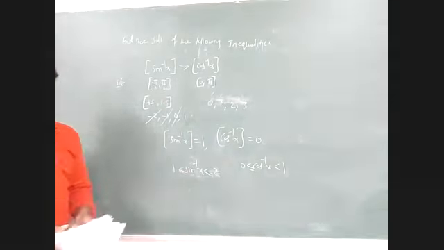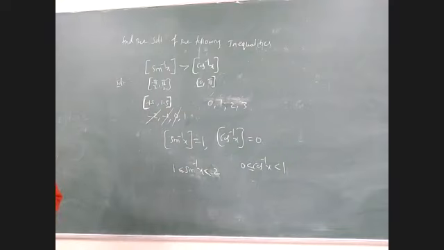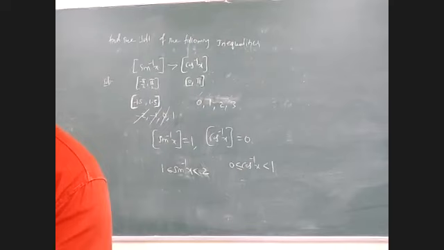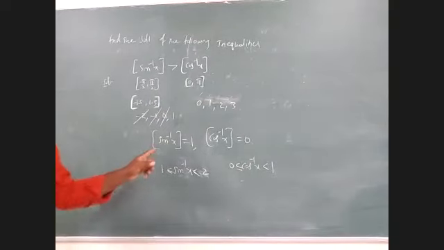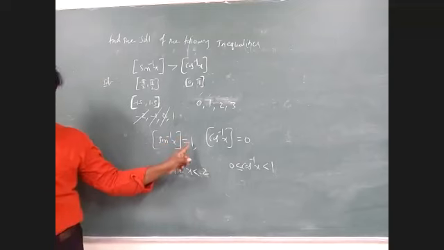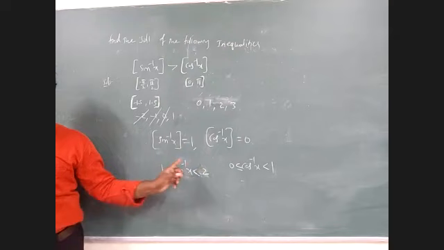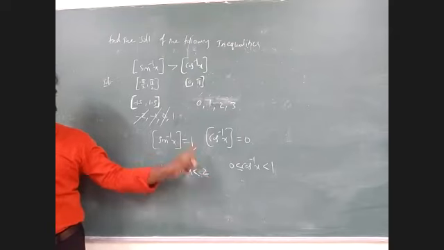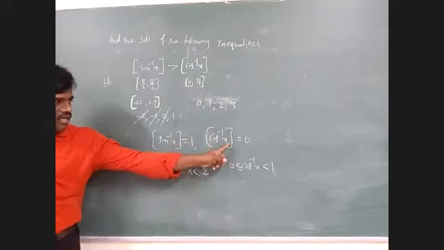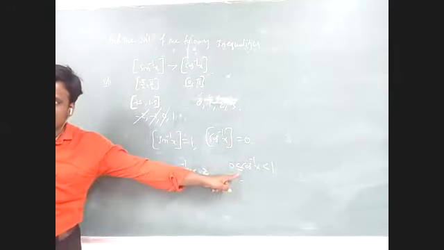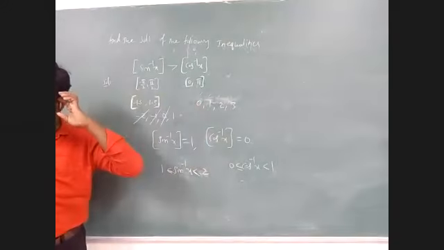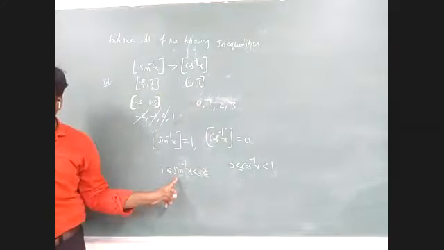Understood or not? Online, did you understand? Yes, sir. Hello. Yes, sir. Everybody. See here, the greatest integer of sine inverse x is 1, so when it is from 1 to 2, the greatest integer will be 1. Greatest integer from 0 to 1 will be 0. Correct or not?